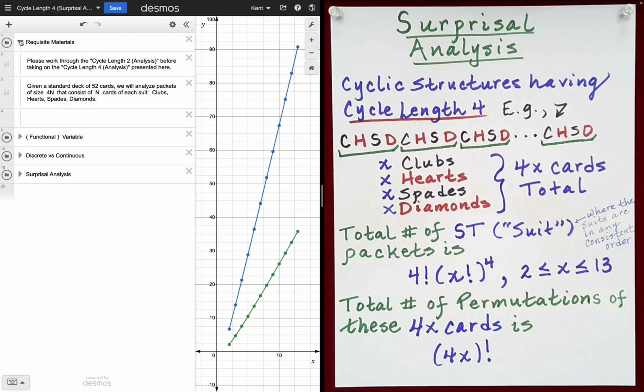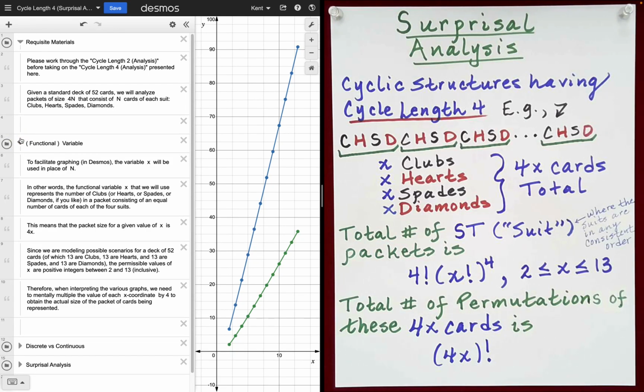n cards of each of the suits: clubs, hearts, spades, and diamonds. To facilitate graphing in Desmos, the variable x will be used in place of n. In other words, the functional variable x that we will use represents the number of clubs, or hearts, or spades, or diamonds in a packet consisting of an equal number of cards of each of the 4 suits. This means that the packet size for a given value of x is 4x.